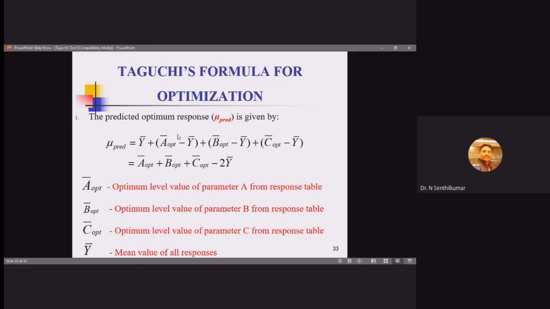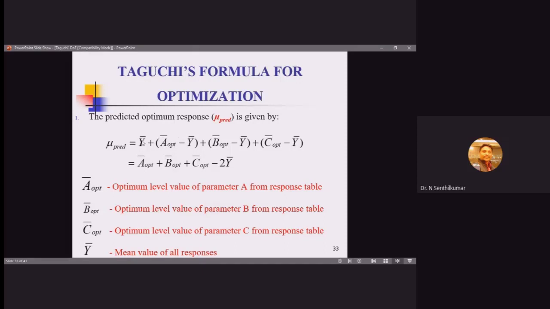Right. So after identifying the optimum condition, we have to do a confirmation experiment. Okay. That is the procedure of Taguchi. Before going for that confirmation experiment, we have to predict what will be the output. Okay. That prediction is this.